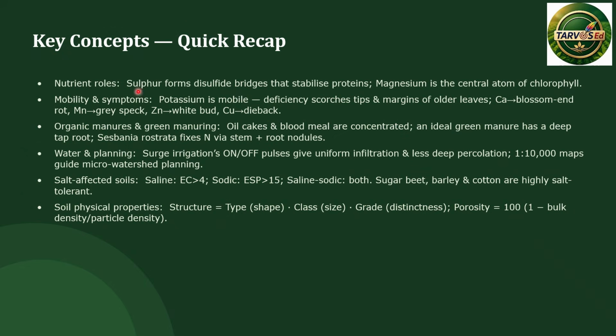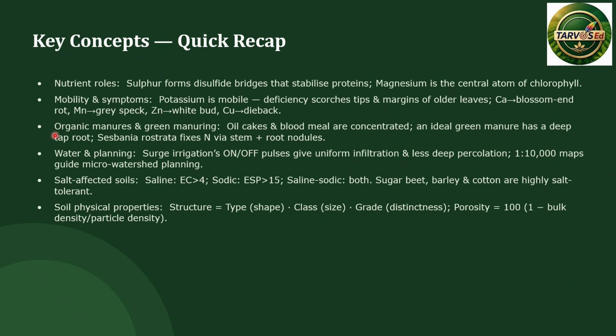Quickly, nutrient roles: sulfur forms the disulfide bridges that stabilize the protein, and magnesium is the central atom of the chlorophyll. Magnesium forms the middle of the green molecule, and the green molecule is called chlorophyll. And mobility and symptoms: potassium is mobile and deficiency will cause tips and margins of the older leaves to scorch, and calcium is blossom end rot, and manganese gray speck. To memorize, Man is wearing gray spectacles, and zinc, white bud, copper, dieback.